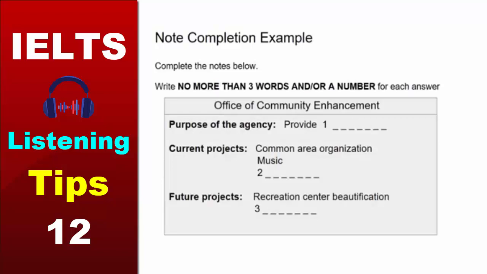Sometimes this is something you'll find in a part 4 listening passage, where a professor is usually giving a lecture on something. You might have some notes about the lecture, or it could be something much more basic. I think what we see here is either a monologue or a discussion about some place called the Office of Community Enhancement, and we're looking at some notes that we need to fill in about a discussion or a presentation about that particular place. Just some basic notes like you would fill out in a class you take.